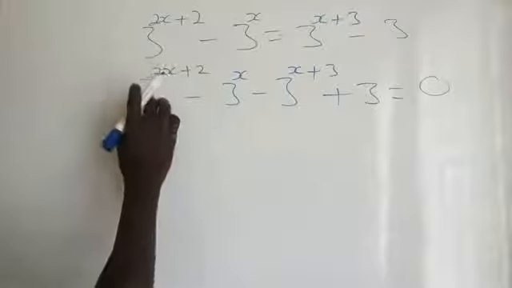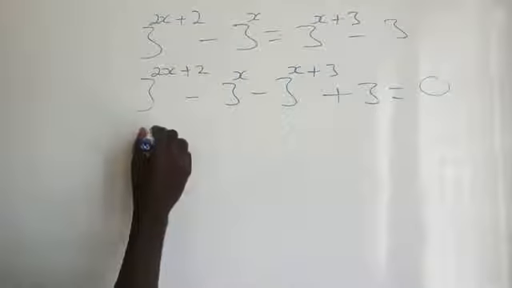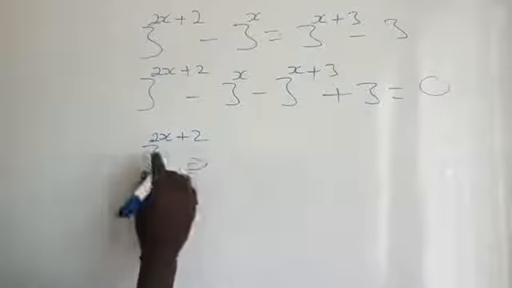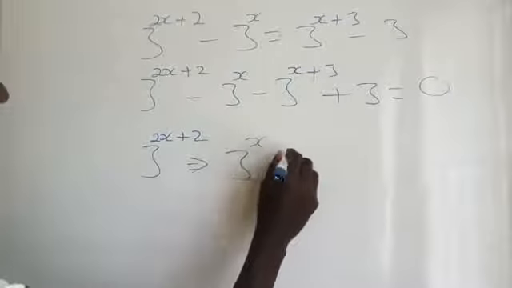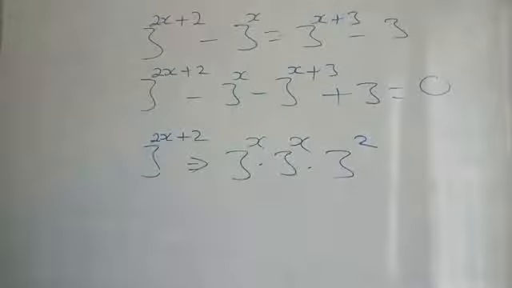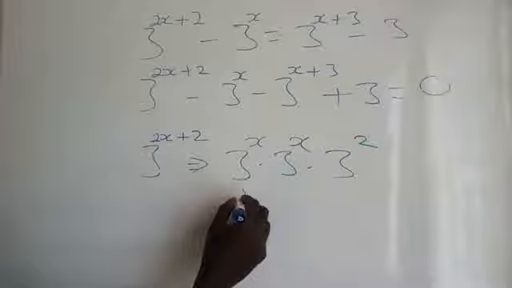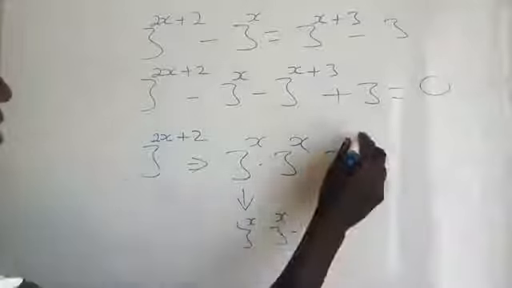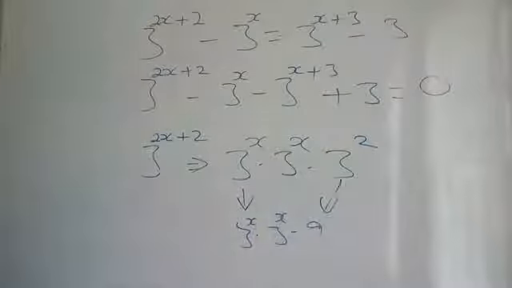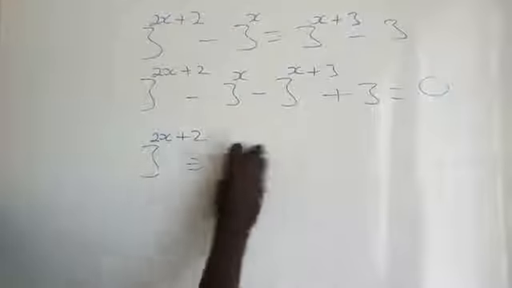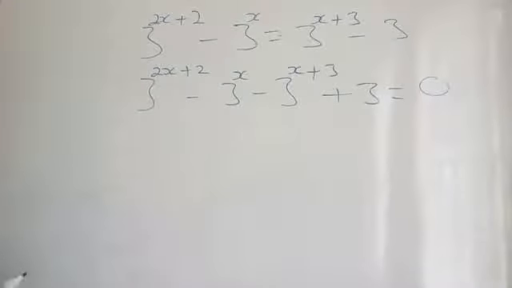The next thing to do is to break this and this. So, just to remind you, 3 power 2x plus 2. If I break this, this is the same as 3 power x times 3 power x times 3 power 2. I think that is clear by now. So this is 3 power x dot 3 power x. What is 3 power 2? It becomes 9. So that is how we normally break those indices.